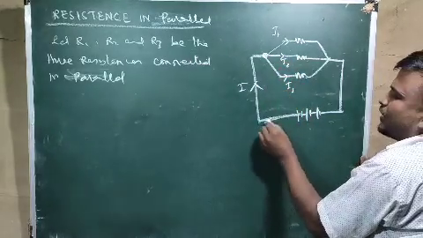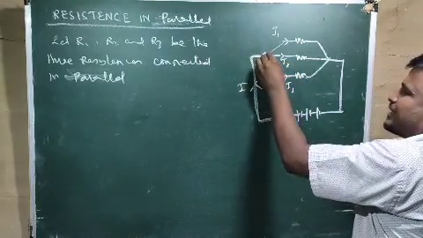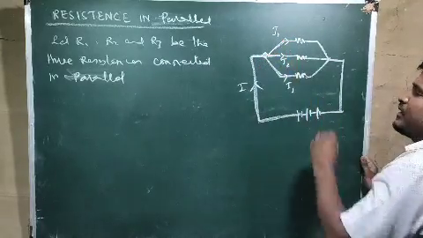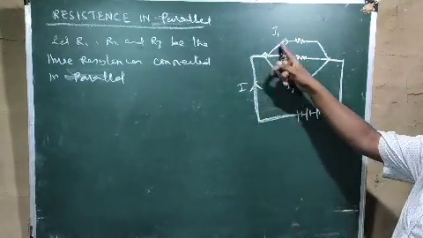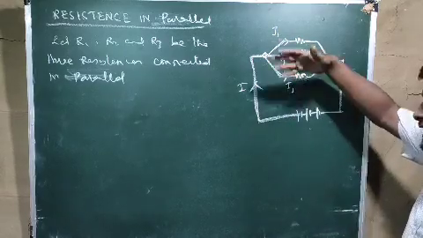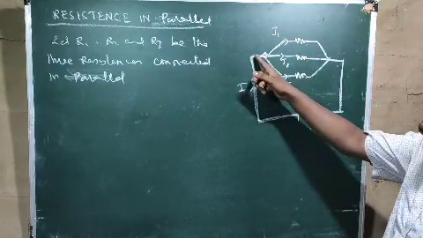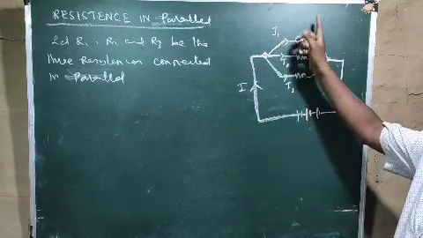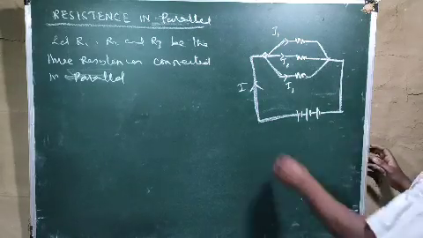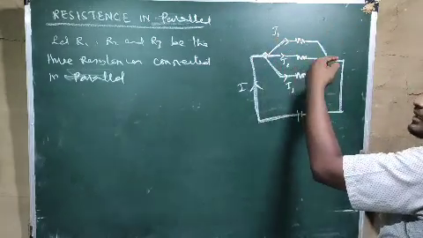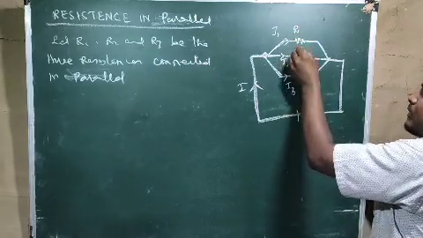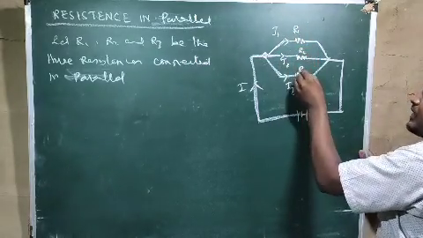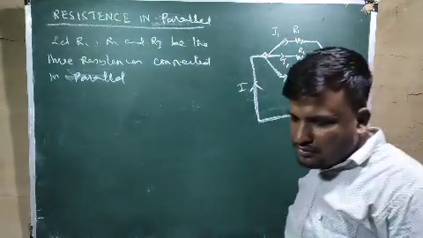Suppose water is flowing through a river, and at this junction 3 tributaries are there. The water flowing through will get divided here. Similarly, in an electrical circuit, whatever current comes up to here will get divided. So I1 along the first branch, I2 along the second branch, and I3 along the third branch. Here resistance is R1, here resistance is R2, and here resistance is R3.